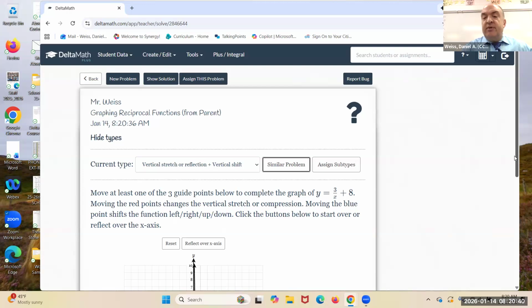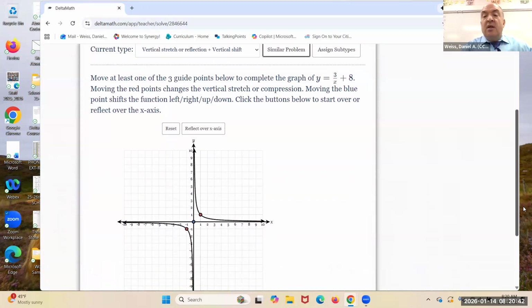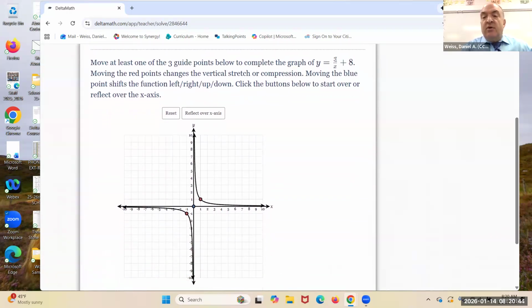Here, let me show you this example. So again, it's 0, but if I put in 1, 3 over 1 is 3. 3 plus 8 is 11. So look what happens. If I try to go all the way up to 11, it's not going to let me go to 11. It just stops here at 10. So that's not going to work.